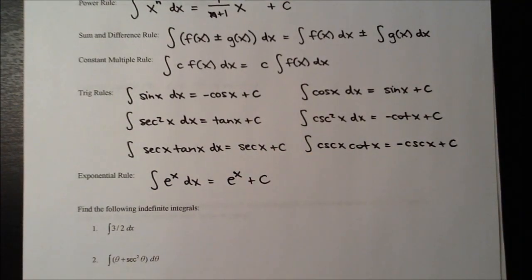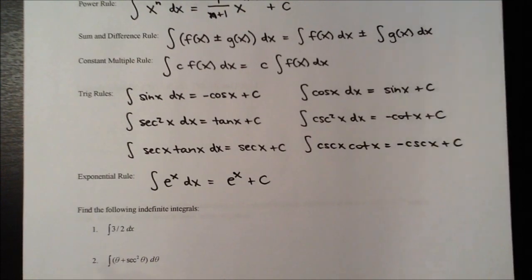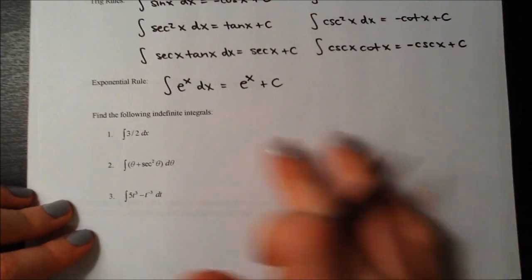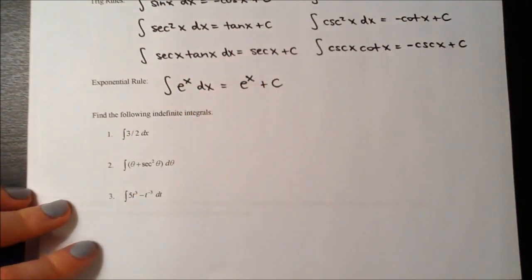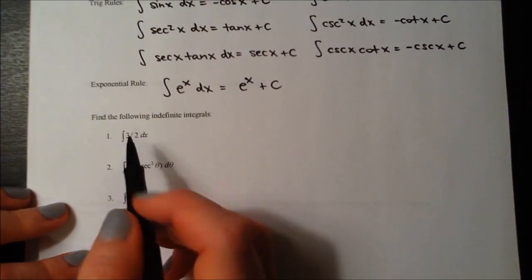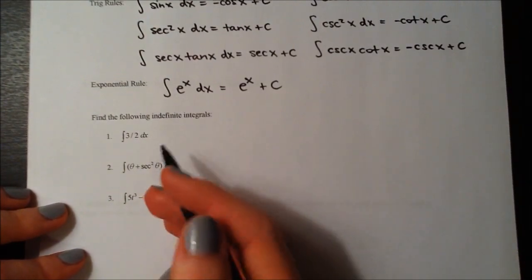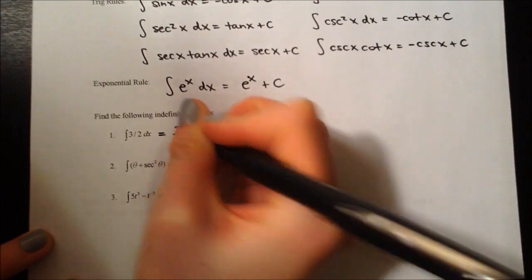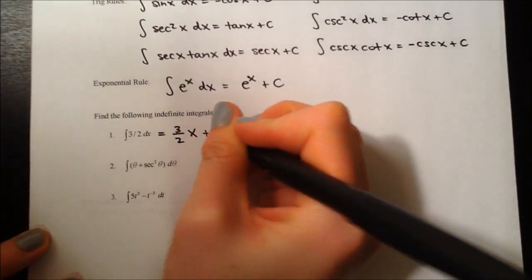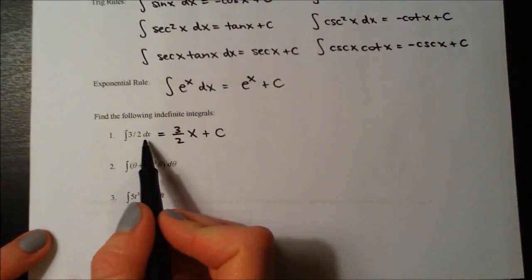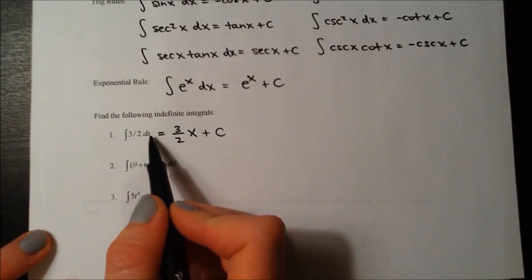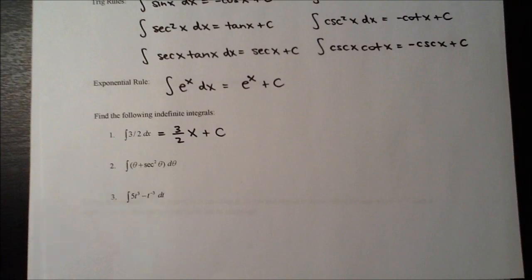Okay, so let's take those rules and take some antiderivatives. All right, so the following indefinite integrals. We've got new notation, official rules up here. So what gives us a derivative of 3/2? Well, a constant derivative means a linear function, and so that would be 3/2 times x, and of course plus c. Now, the fact that this dx is right here was what told me what variable to put here. If this were dt, it would be 3/2 t, etc.